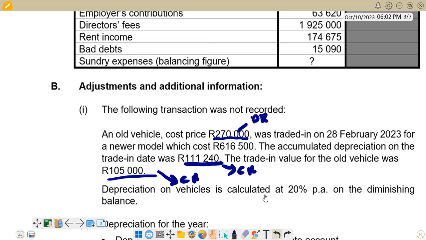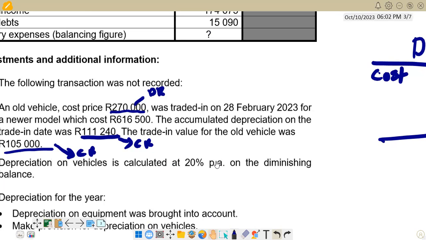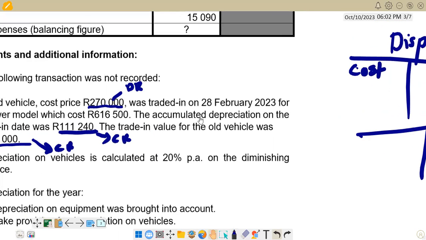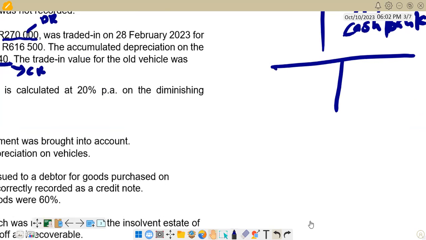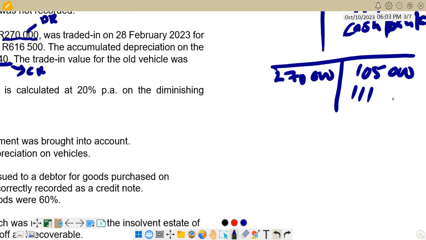So we go back to that T account that we prepared there, and we are going to see that our 270 is the cost. That's the one that is supposed to come on the debit side. So we have 270,000 on the debit, and then the other amount, the trading value, is 105,000 on the credit, and then we also have the accumulated depreciation up to date, which is 111,240.